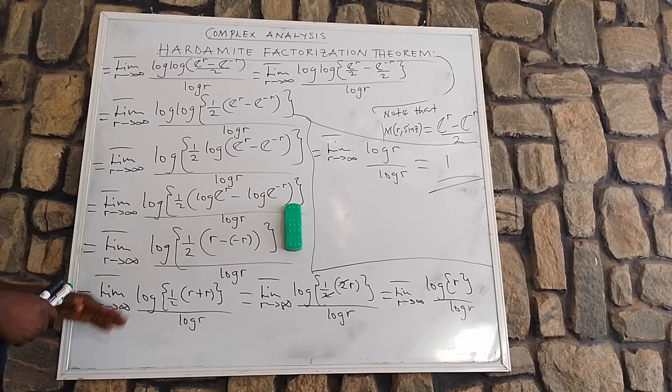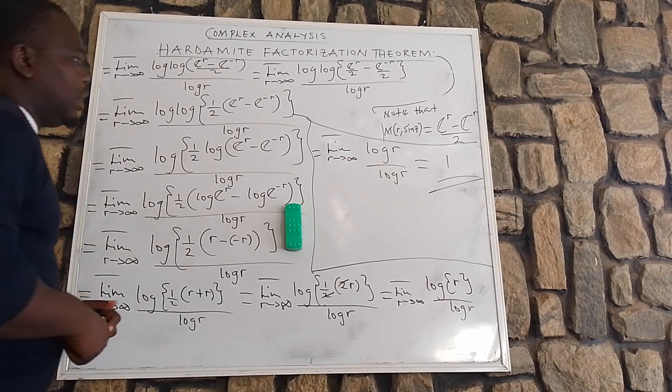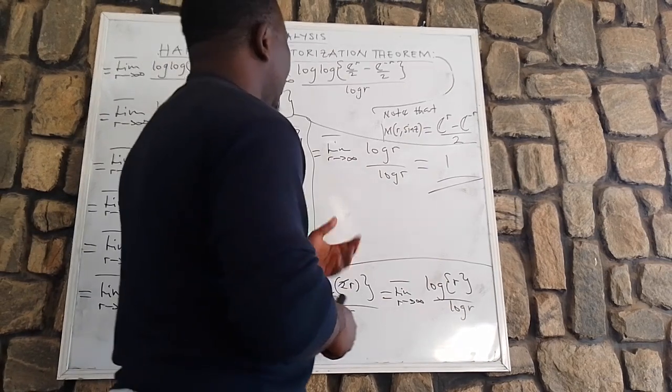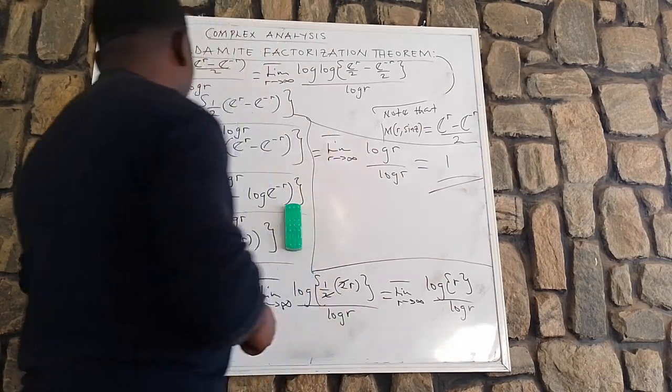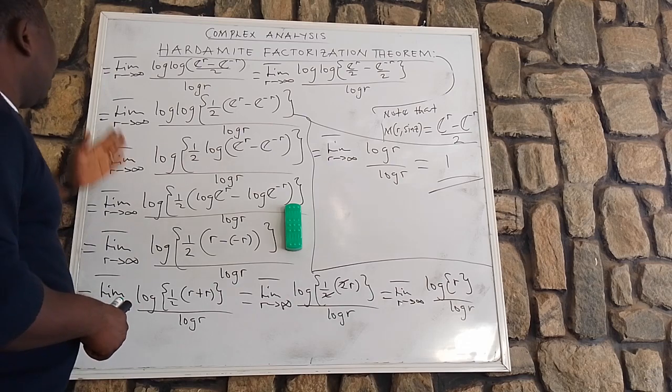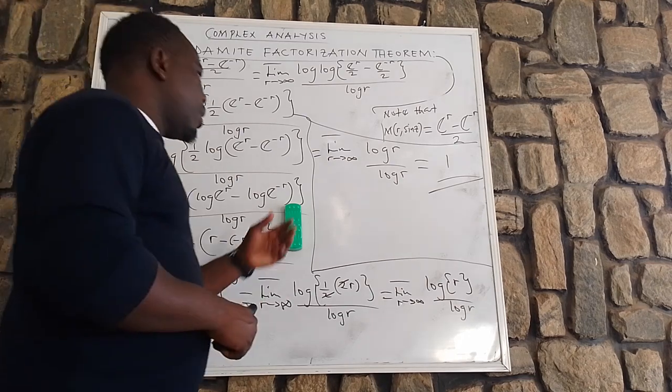So this is how to use the Hadamard factorization method to calculate the order of sin z and e^(-z).